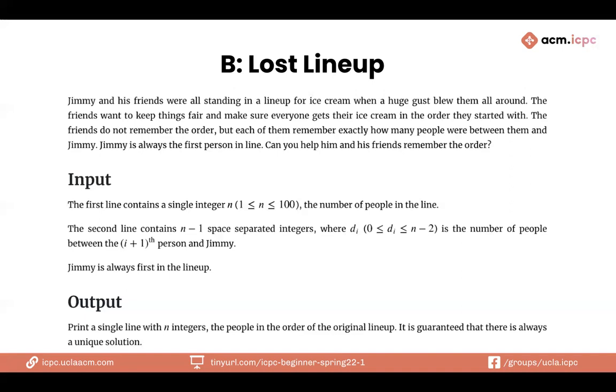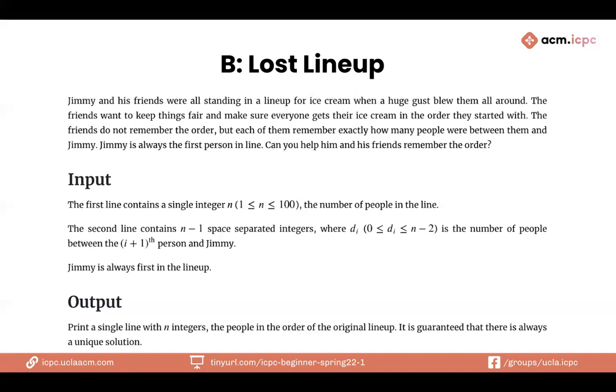But each of them remembers exactly how many people were between them and Jimmy, who is the person first in line. And so the problem asks, can you help him and his friends remember the order? The input is a single integer, n, on the first line, where n is between 1 and 100 inclusive, which is the number of people in line.